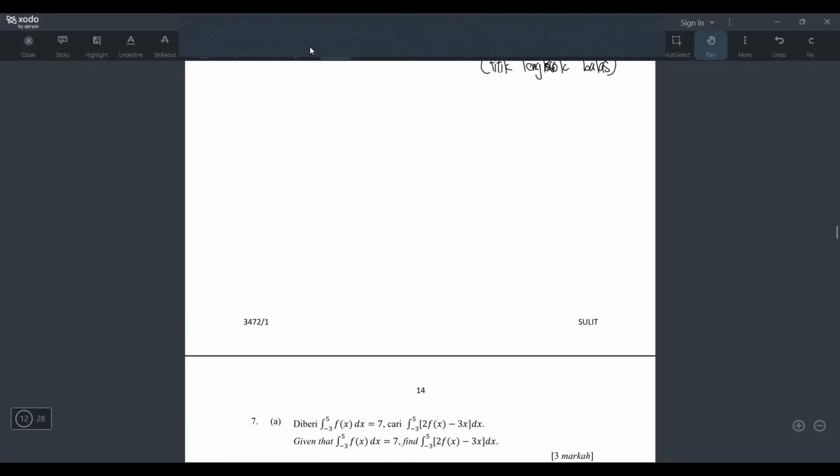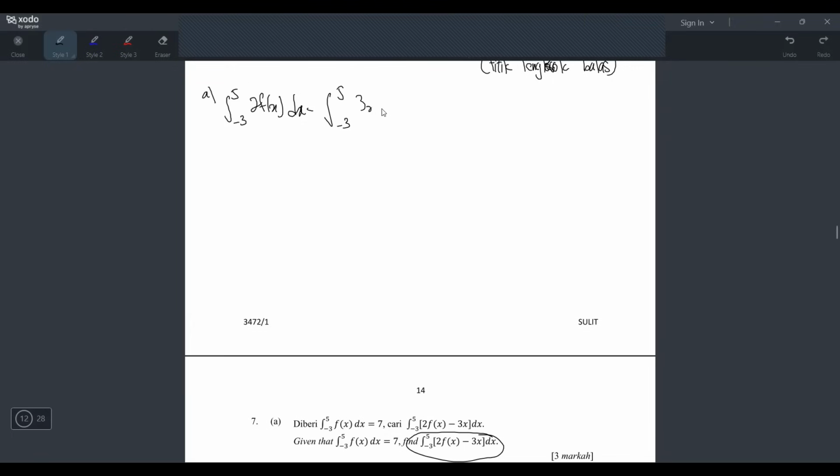Okay, for number 7, I will do it up here. All right. So they say given the integral from negative 3 to 5 of f(x) dx is 7. Find this integral, right? The first thing is I will separate this. What do I mean by separate? I will separate it into the integral from negative 3 to 5 of 2f(x) dx minus the integral from negative 3 to 5 of 3x dx. Yes, you can separate like this, but only when it's plus or minus.